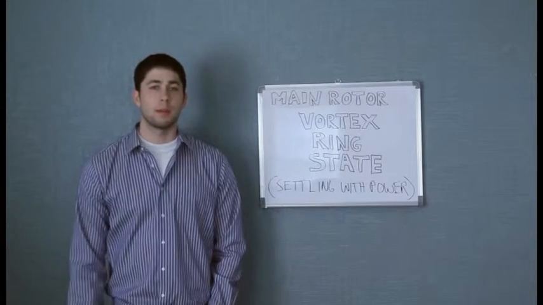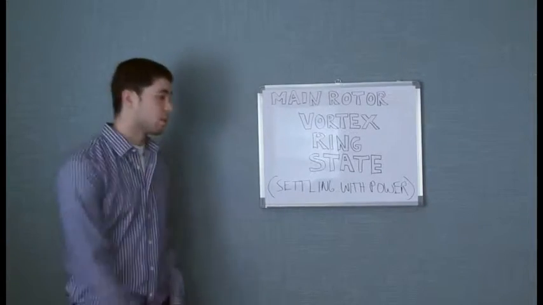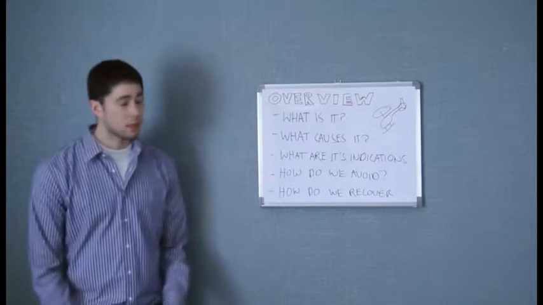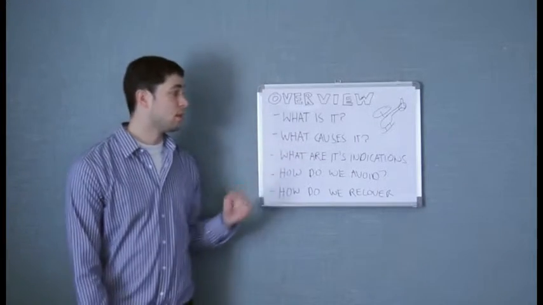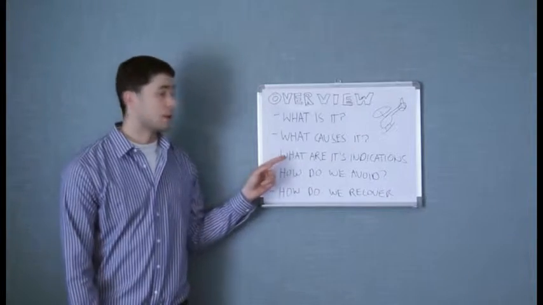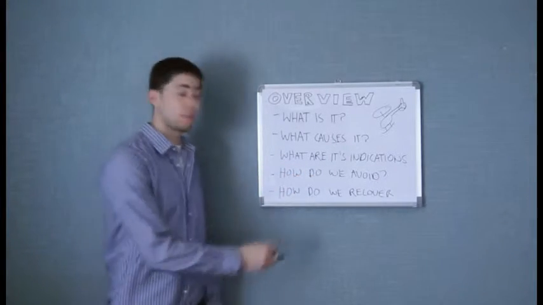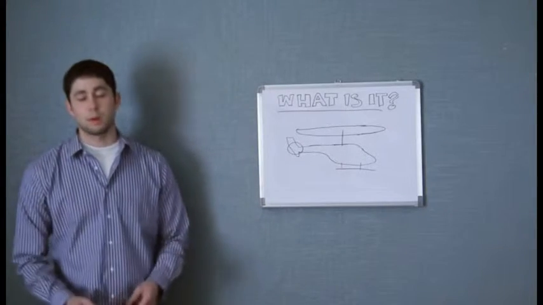Today we're going to be covering main rotor vortex ring state, or in other words, settling with power. We're going to cover what settling with power is, what causes it, what its indications are, how we avoid it, and how we recover from it. So what is settling with power?